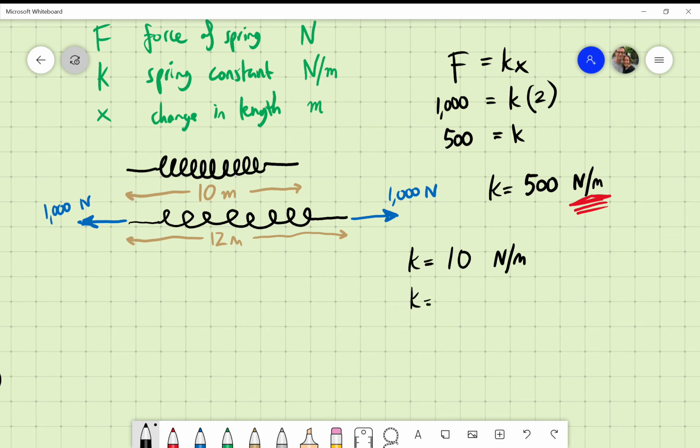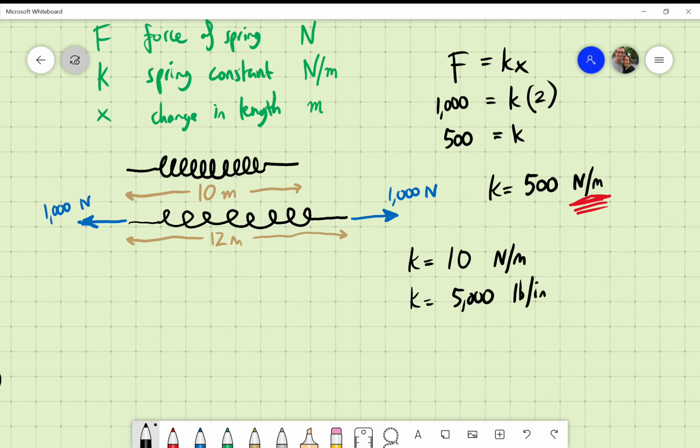You might have a spring constant of 5,000. Let's switch out the metric here. Pounds per inch. Okay, that it would take 5,000 pounds to change the length of a spring by only 1 inch. That's a pretty strong spring. That might be like the ones underneath your car.